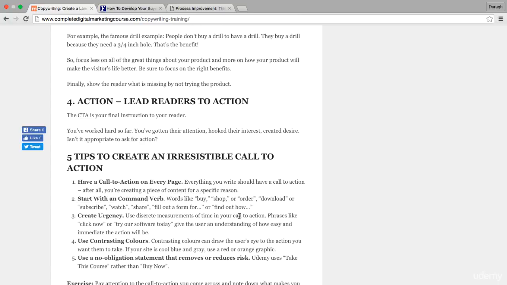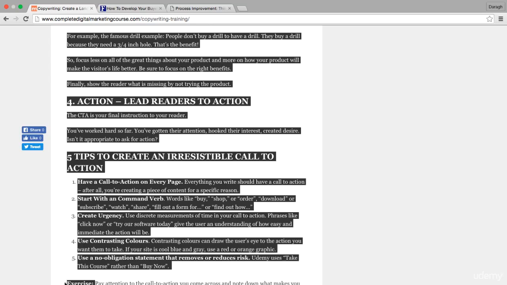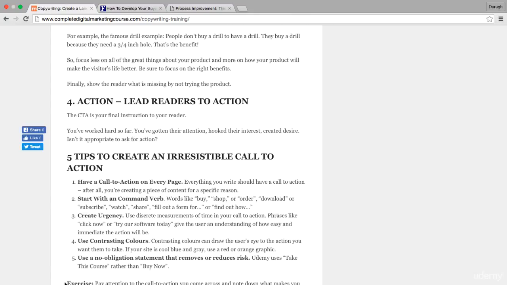You can also create some urgency and use some discrete measurements of time in your call to action. Phrases like click now, try our software today, offer expires on this date, to show them how easy and immediate some of those actions will be. One other tip is to use contrasting colors to draw attention to that call to action, and that can be simply something like a bolded piece of text, or you could add in additional colors to make it stand out. The final tip is to use a no obligation statement that removes or reduces risk.